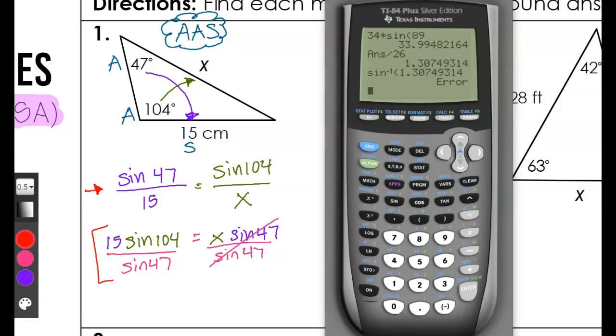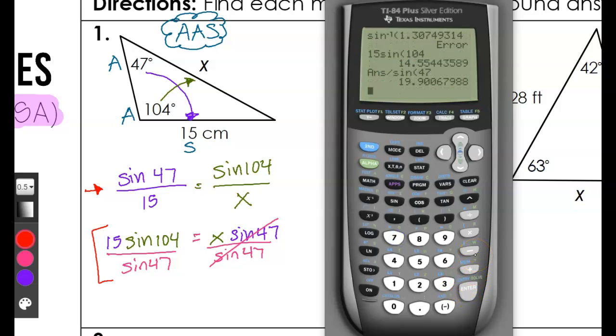So in my calculator, I always put the whole number first, so I don't have to worry about closing the parentheses. And I also hit enter here. I don't just close the parentheses and put divide by sine of 47, just so I don't have to worry about what's being divided and what's not being divided. If I hit enter, it's the entire thing I multiplied divided by sine of 47.